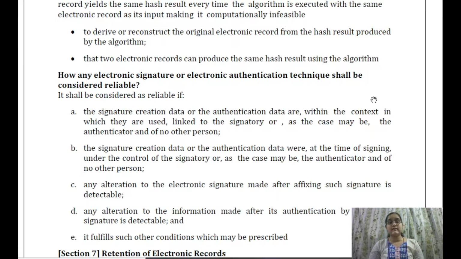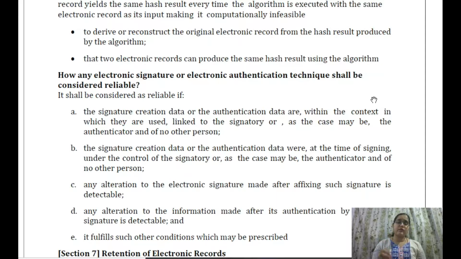First, you need to see that the signature creation data or the authentication data are within the context in which they are used and linked to the signatory. Means they are relevant to what is being shown, and they are linked to the person who is signing. Then the signature creation data or authentication data, at the time of signing, must be under the control of the signatory. Means whoever is signing must have control and grip over the data, and must not lose it. It must not be taken into the control of someone else, with the signatory just signing it.